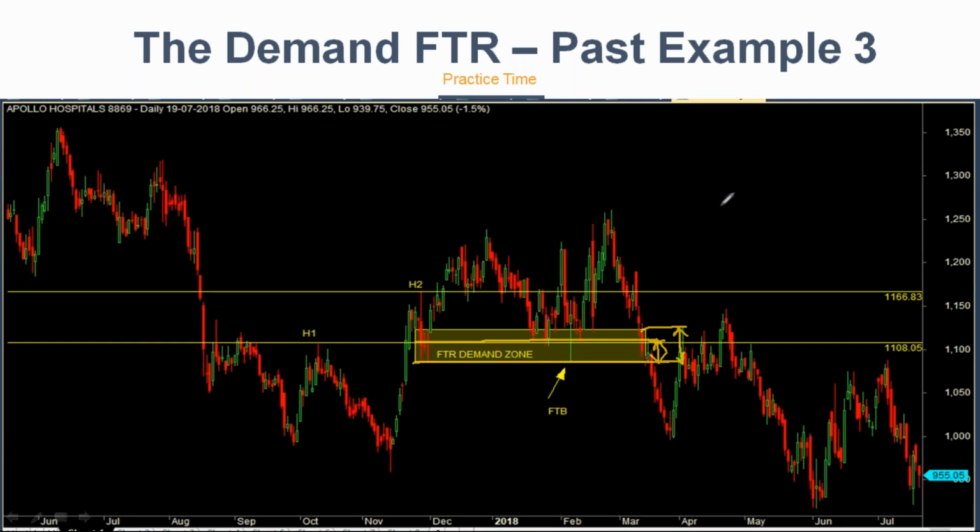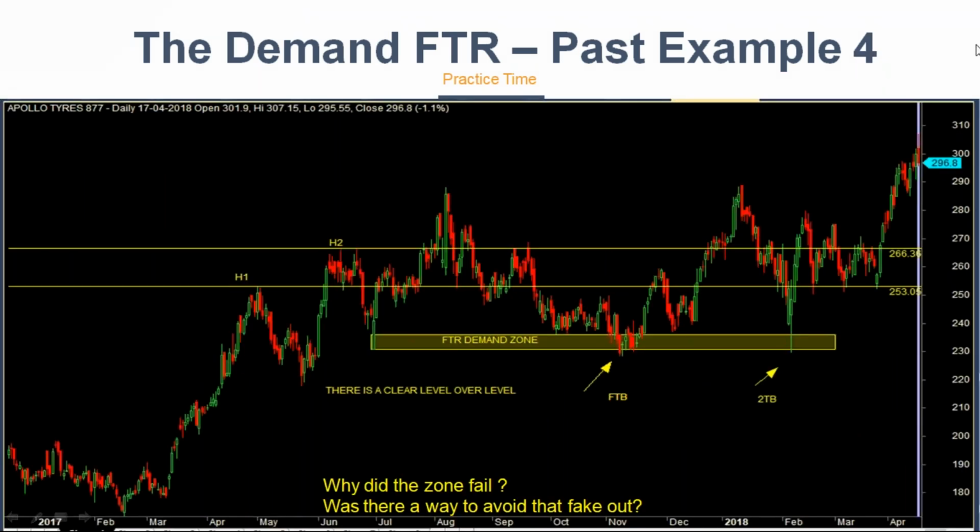Now let us go to another example. Okay, now this is the next example. This is H1. H1 formed, H1 broken, H2 formed, base formed, H2 broken. At this point of time, I know that FTR is formed.